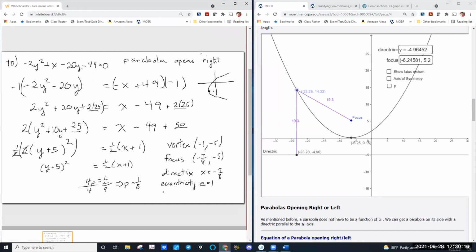Last thing we're going to find on this is the latus rectum. The latus rectum now is a line that goes through a focus and whose both ends lie on the conic. It's a chord. For a circle, the latus rectum is the diameter.